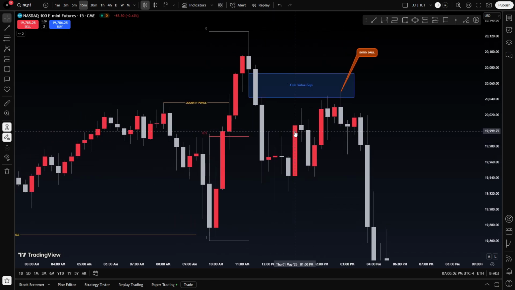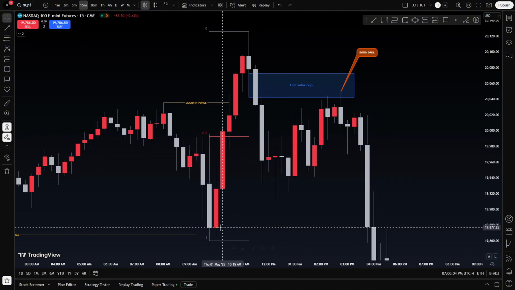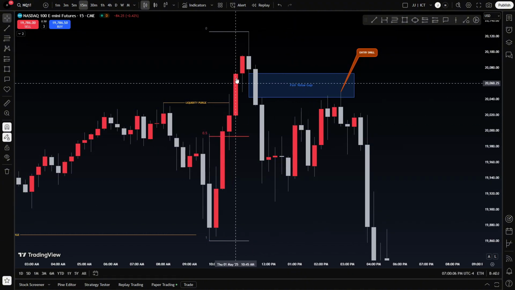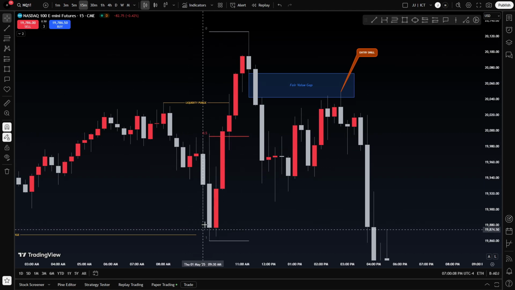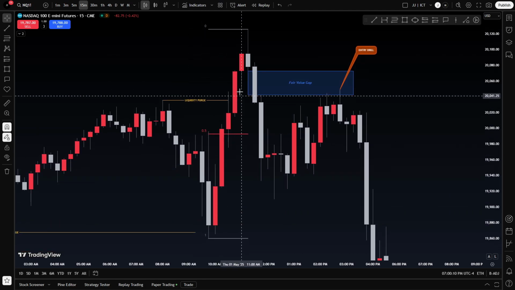But going over this again, price created the dealing range, the displacement range, basically same thing, but instead we're using displacement. It created the displacement range.